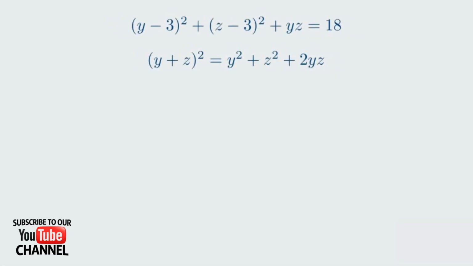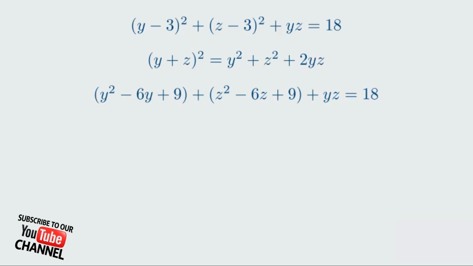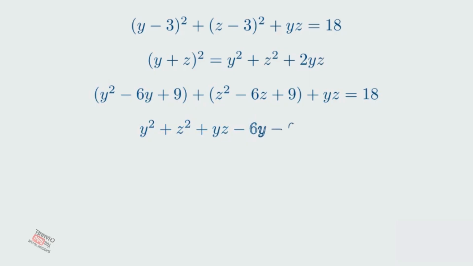Let's expand the terms in our equation to see this more clearly. Expanding y minus 3 squared gives y squared minus 6y plus 9. Expanding z minus 3 squared gives z squared minus 6z plus 9. Adding yz and setting it to 18. Now, let's rearrange these terms and set the equation to 0. We get y squared plus z squared plus yz minus 6y minus 6z plus 18 equals 18. Subtracting 18 from both sides gives y squared plus z squared plus yz minus 6y minus 6z equals 0.